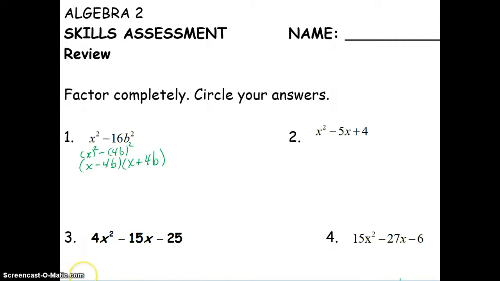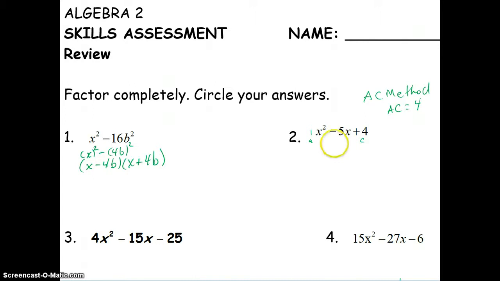Again, we haven't changed the value of this, we've just changed the way that we wrote it. Problem number 2 we see has x squared, an x term, and then a number. That means that we're going to use the AC method on this problem. Our A term is 1, our C term is 4. So A times C is 4.